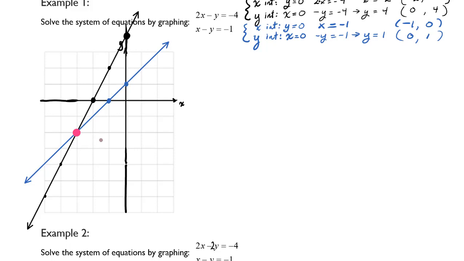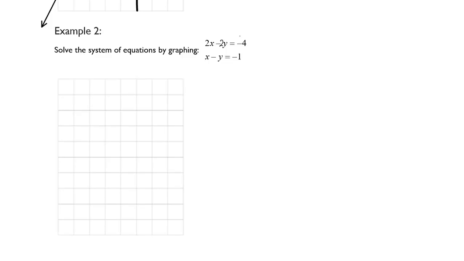So we have an intersection at the point -3, -2, or 3 to the left, down 2. So that is the solution set. We could also say x equals -3, y equals -2, and that's the answer. Let's go ahead and solve the systems of equations in example 2.